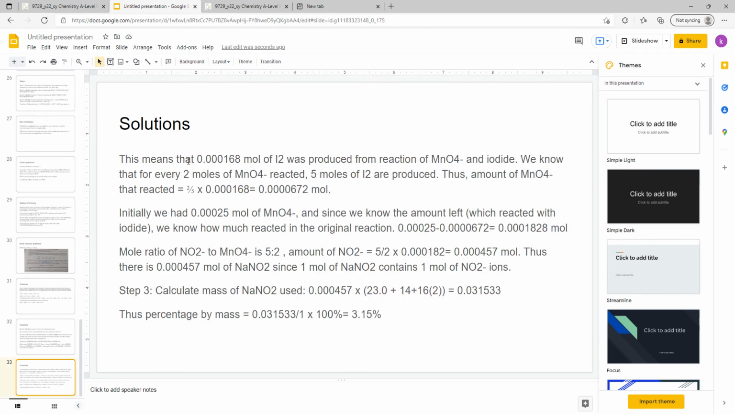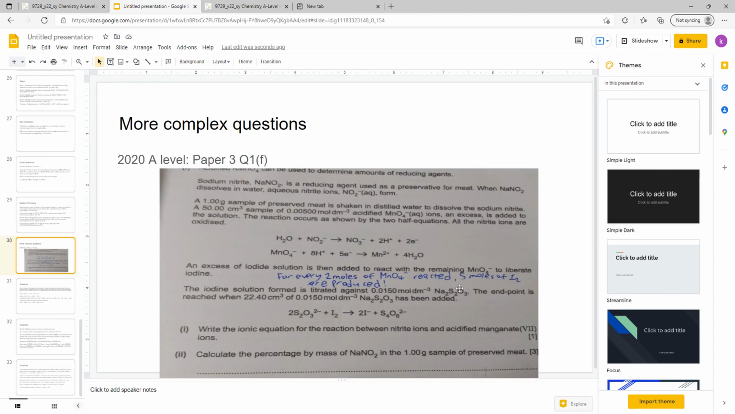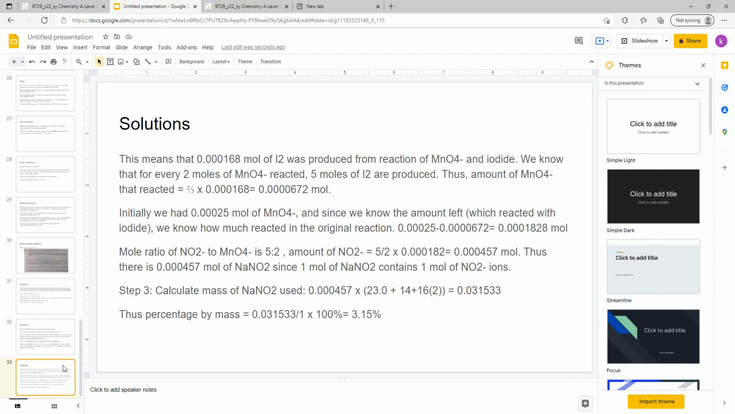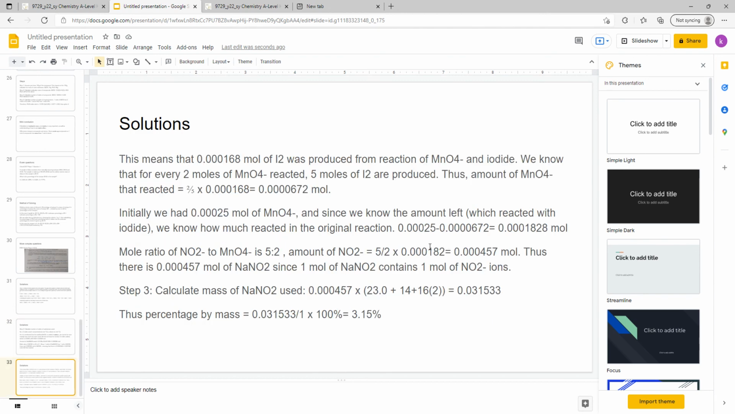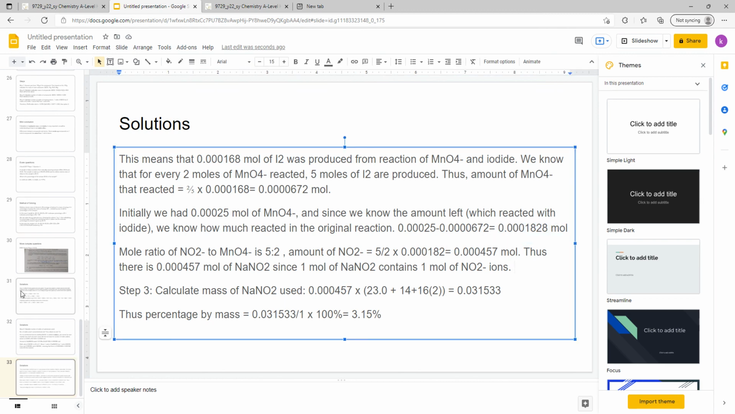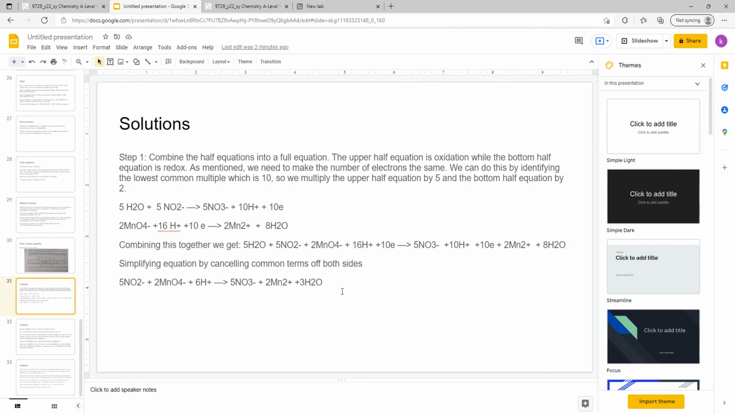So this means that 0.000168 mole of I2 was produced from reaction of MnO4- and iodide. We know that for every 2 moles of MnO4- reacted, 5 moles of I2 are produced. Thus, the amount of MnO4- that reacted is 2/5 times 0.000168 equals 0.0000672 moles. And initially we had 0.00025 moles of MnO4-. But now we only have 0.0000672. Thus, we can calculate the amount that was reacted in the full equation that we obtained earlier.